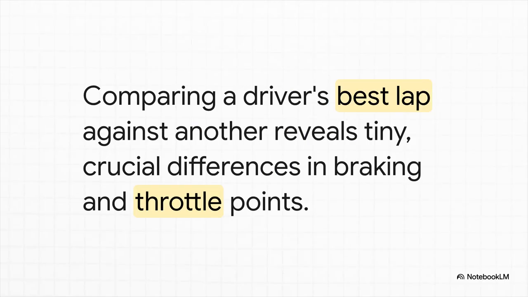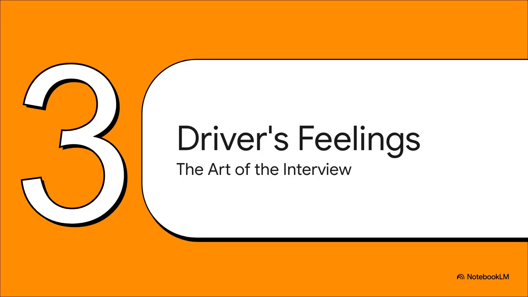You know, one of the most powerful tools in an engineer's toolkit is the data overlay. By layering the graph from a driver's best lap right on top of another lap, they can instantly see these tiny but crucial differences. We're talking about braking just a meter later or getting on the throttle a fraction of a second earlier. These are the little gains that, when you add them all up, make the difference between pole position and starting mid-pack. But look, data is only half the story.